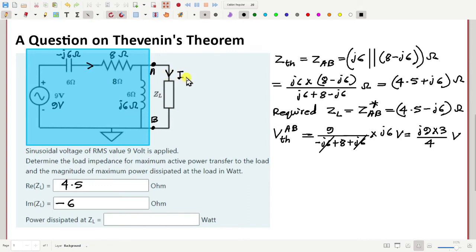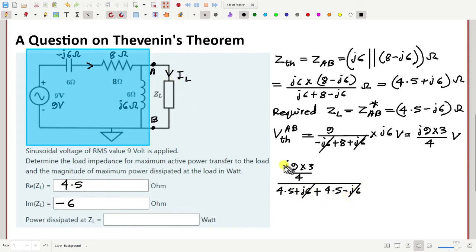Now when this load ZL is connected, how much will be the load current IL? That will be this Thevenin voltage, J9 into 3 by 4, whole divided by the Thevenin impedance, which is 4.5 plus J6, plus the load impedance, which is 4.5 minus J6. This term gives the current IL. Here these two terms cancel.